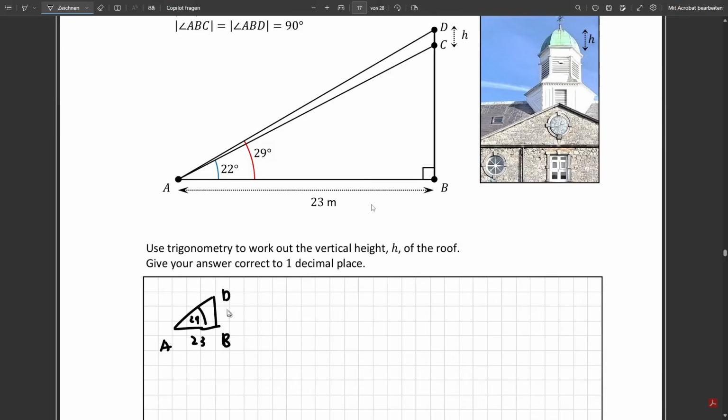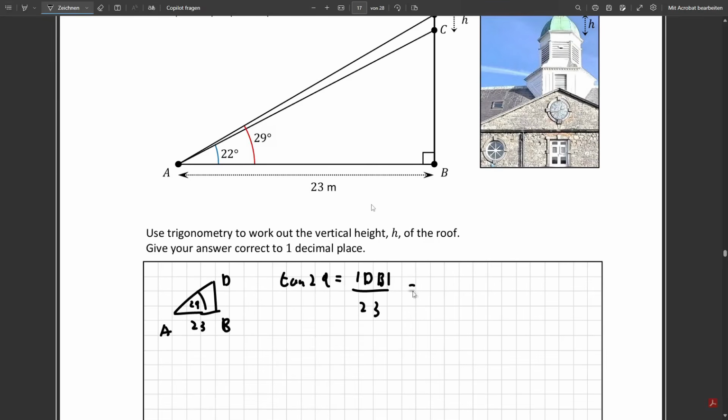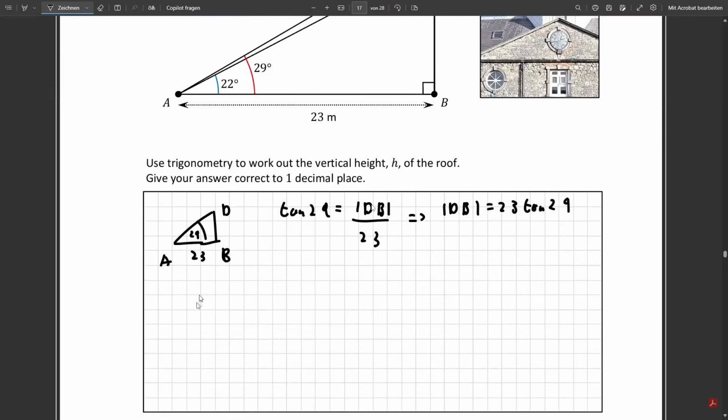Let's find dB. So this is the opposite. This is the adjacent. So you want to use tan. So tan of 29 is equal to the opposite, which is dB, perfect, over 23. So that means that dB is 23 tan 29. Now you could get a decimal on that, but I'll just leave that till the end, because now let's look at the other triangle, which is ABC.